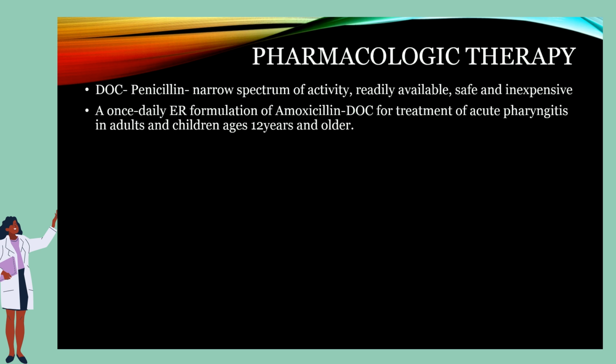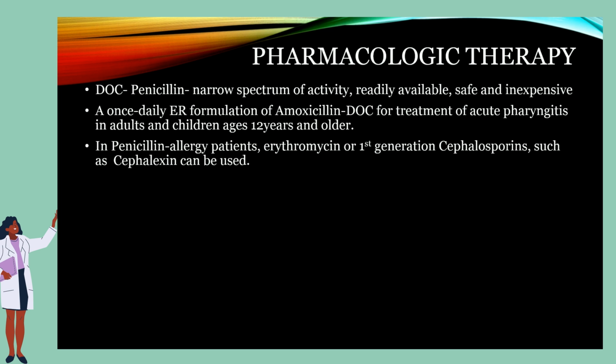So this amoxicillin is used very commonly nowadays. It comes in the form of 500 mg or 250 mg, any kind of dose can be used, but this is used in adults and also children who are 12 years and older. In case of penicillin allergy patients, we cannot use amoxicillin or penicillin, but erythromycin, that is a macrolide, or first generation cephalosporins such as cephalexin can be used.